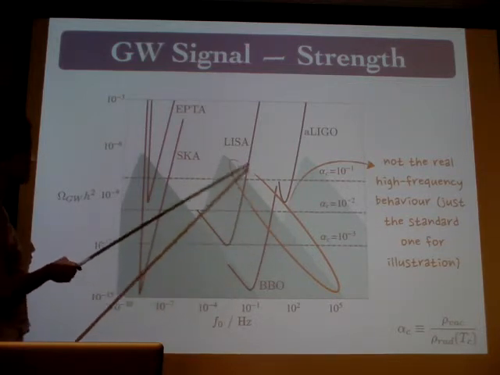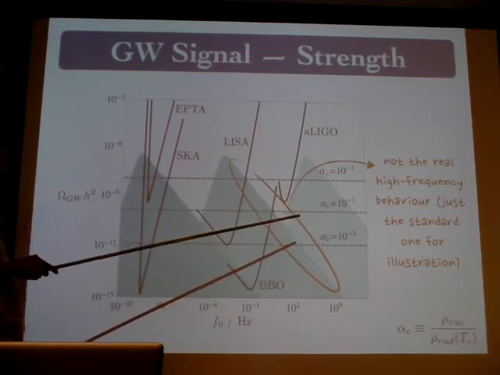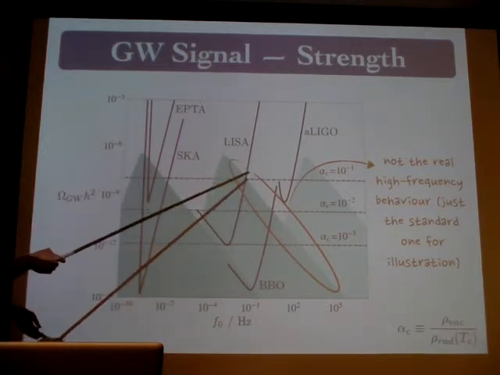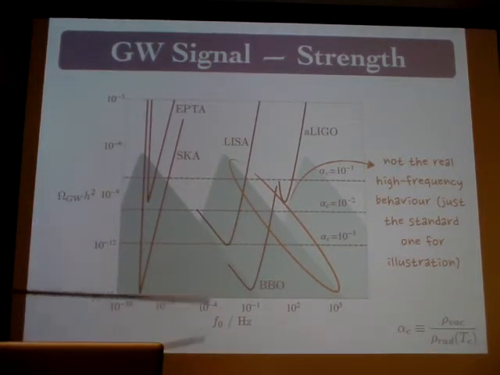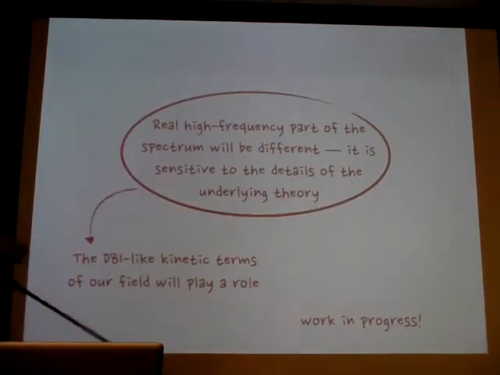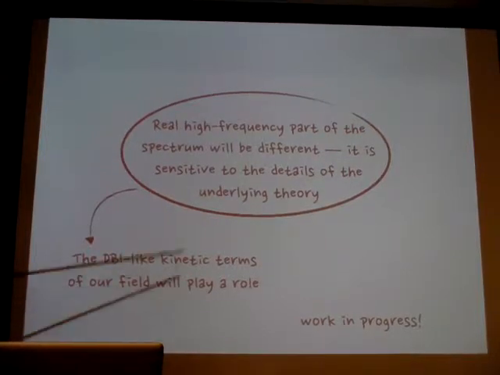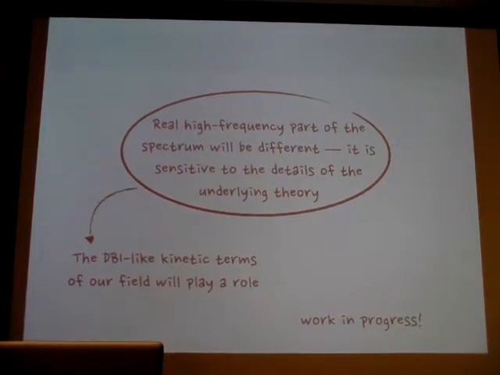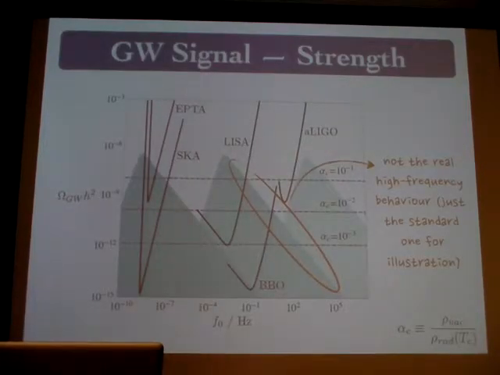So this high frequency part of the signal is going to be different. This is actually not true. We don't know what it looks like because it's very hard to simulate numerically. But this high frequency part of the spectrum should be sensitive to the underlying details of the theory. And yeah, this has to do with this kind of Dirac-Born-Infeld-like nature of this scalar field. And so if this is worked out, this could be something that could help differentiate between these cases. So in that last plot, I should take one of those curves as being an example of a frequency spectrum.